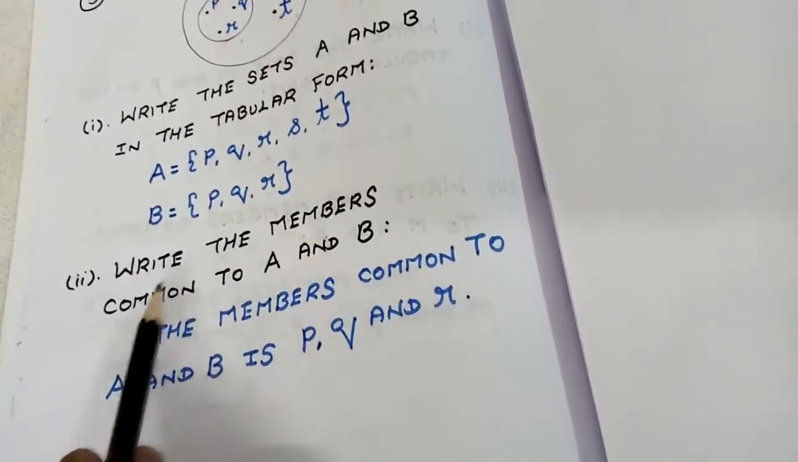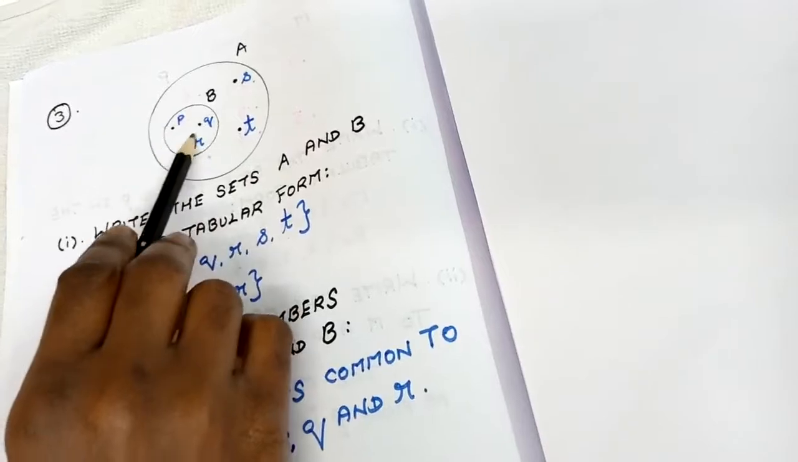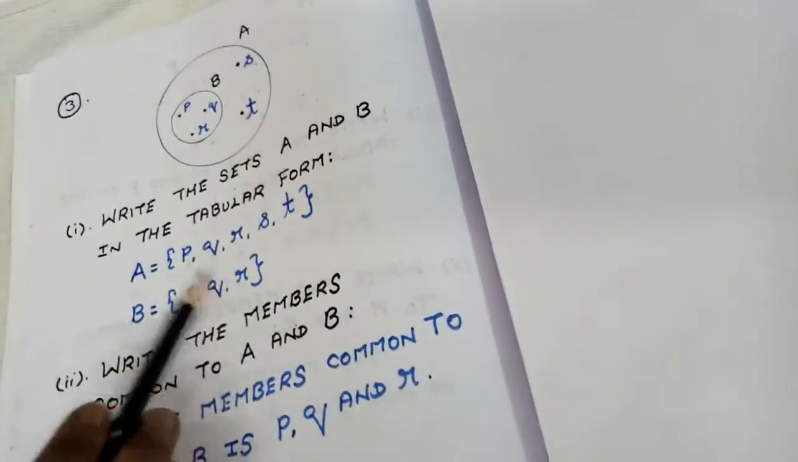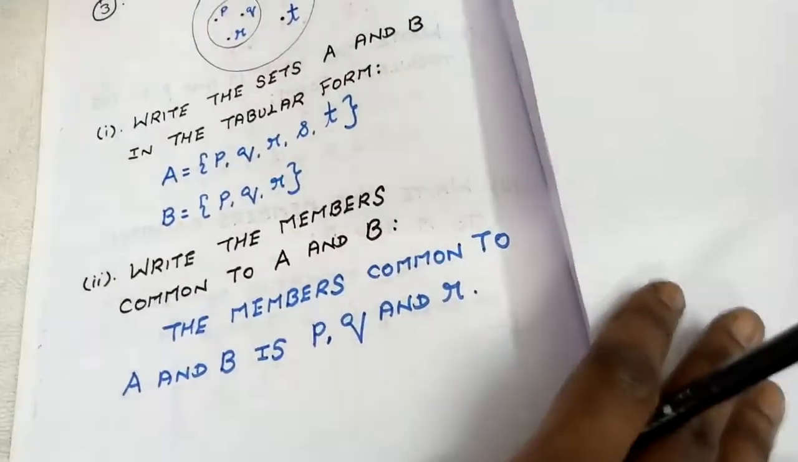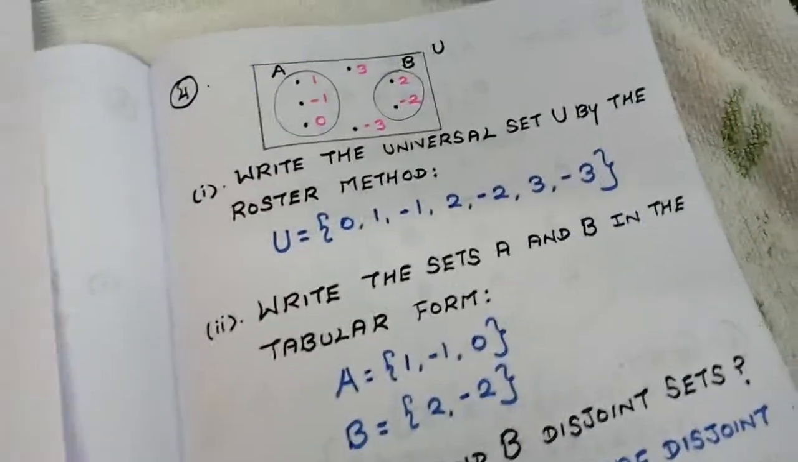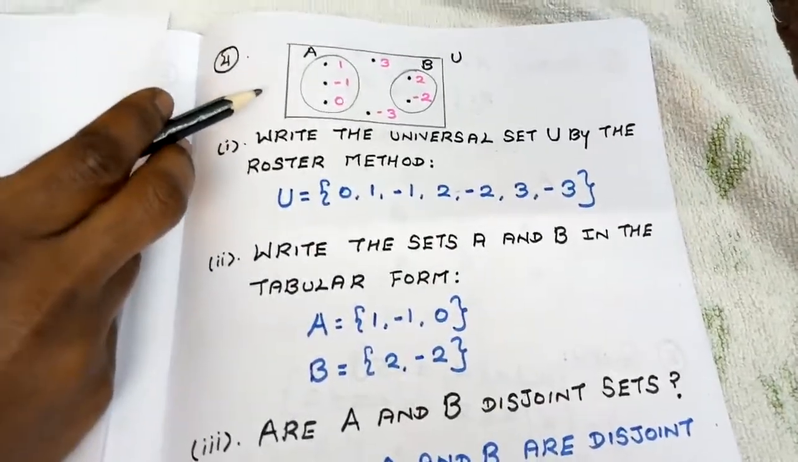And write the members common to A and B. A is the circle and inside that I am having B. So P, Q, R is common to both. If you see here, P, Q, R is common to both the sets. And coming to the next question, if you see the next question, they have given you the figure.